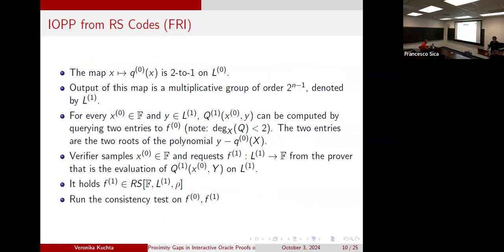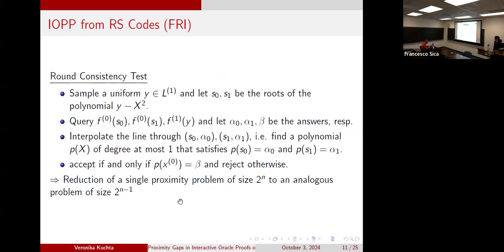Okay. So basically, the verifier's task in this protocol is the following. The verifier samples x0 and requests a polynomial f1 from the prover. And this polynomial f1 is just the evaluation of Q1 in x0 on L1. So it holds now that f1 is also a Reed-Solomon code over the domain L1. And the last task for the verifier would be to run the consistency test on the polynomials f0 and f1. And this is done as follows. So basically, the verifier has to check that f1 has been computed correctly.